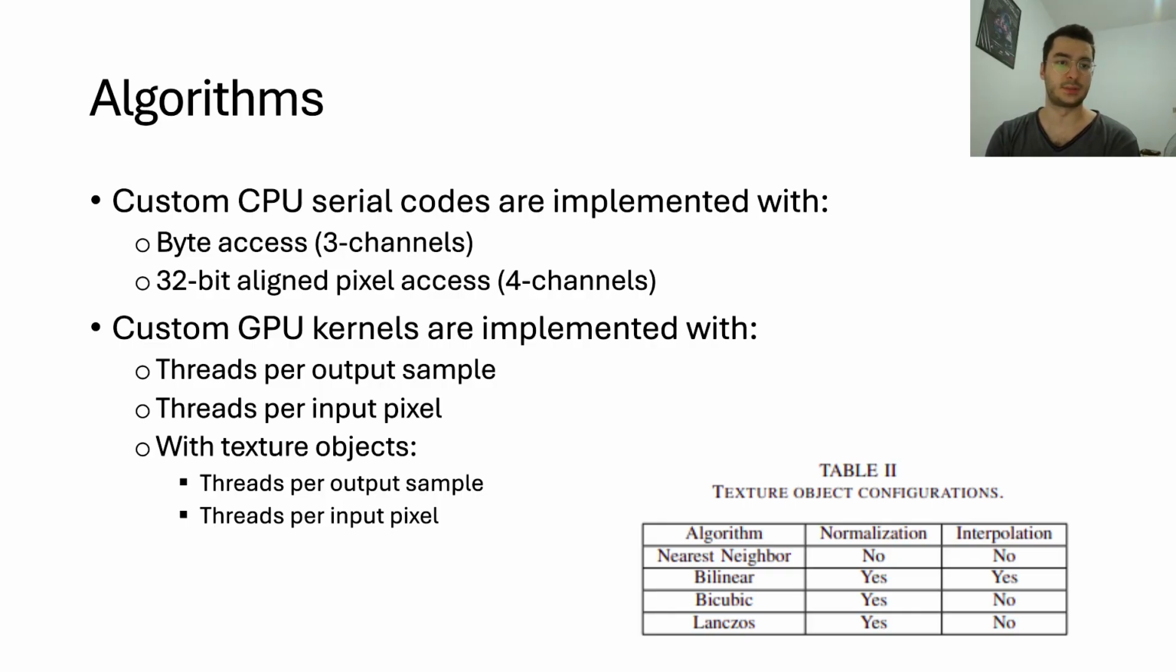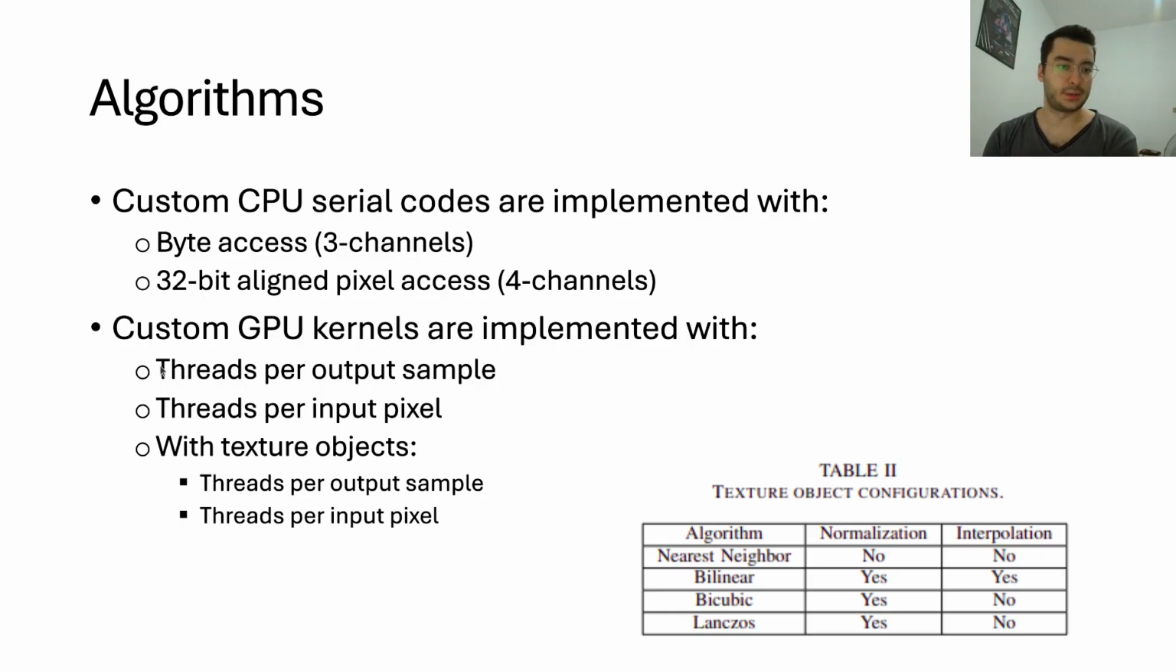So the algorithms are also implemented by me. I implemented custom CPU serial codes in two flavors. One is we access by byte fashion. Since we only have 3 channels RGB, it's not 32-bit aligned, so I didn't touch it in the first version. Then I converted to 4 channels. I added essentially an alpha channel, which is ignored, and I tested with that to see if 32-bit aligned access speeds up things.